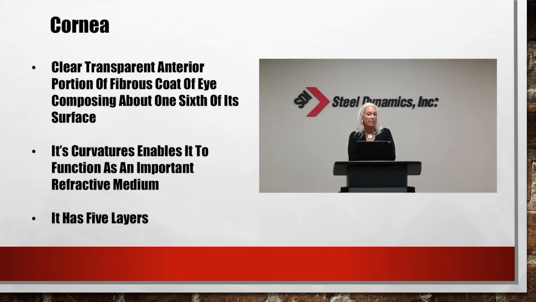Then we have the cornea. The cornea is the clear, transparent anterior portion of the fibrous coat of the eye, composing about 1/6 of its surface. That curvature enables it to function as an important refractive medium, and it has 5 layers.